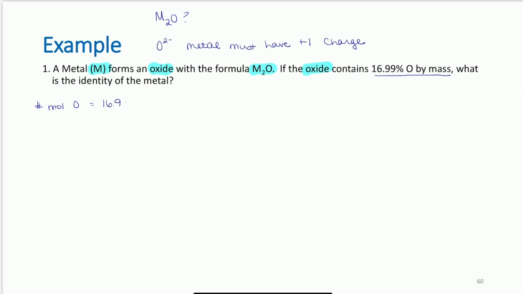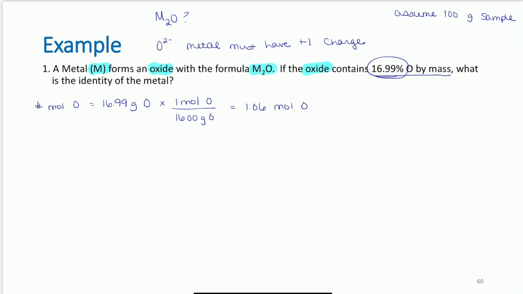I have 16.99 grams of oxygen. How do I have 16.99? Because remember, we're going to assume a 100 gram sample. If I assume a 100 gram sample, that means I would have 16.99 grams of oxygen in my sample. Convert that to moles: 1 mole of oxygen to 16 grams of oxygen gives me 1.06 moles of oxygen.